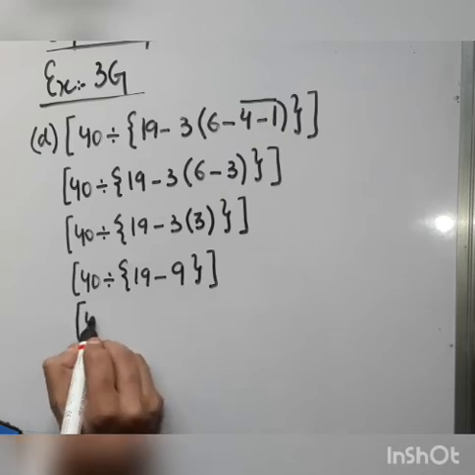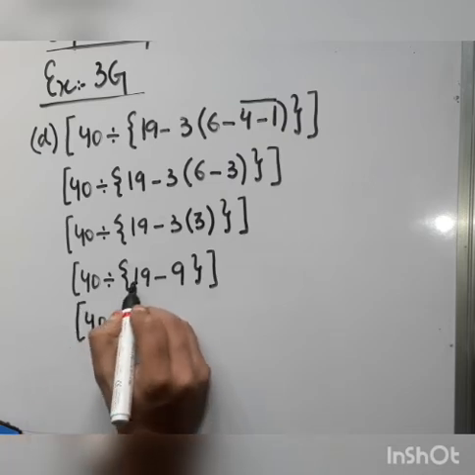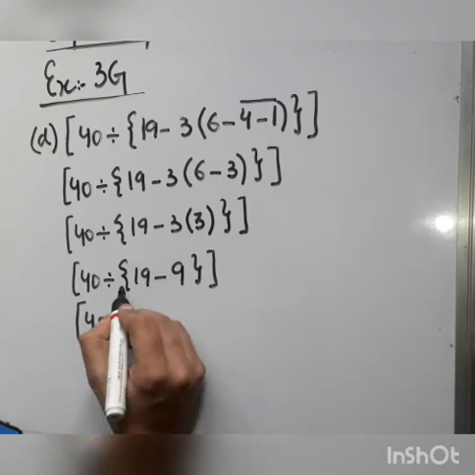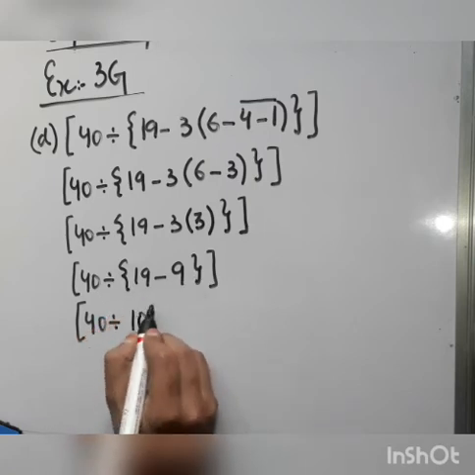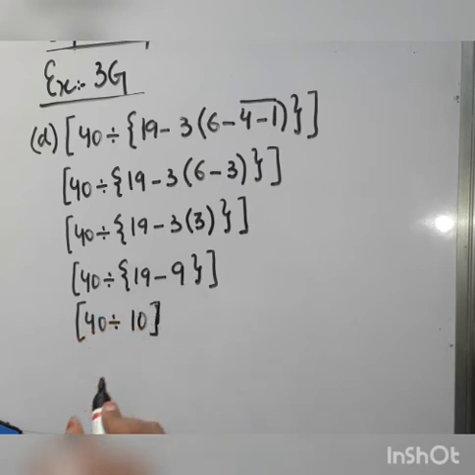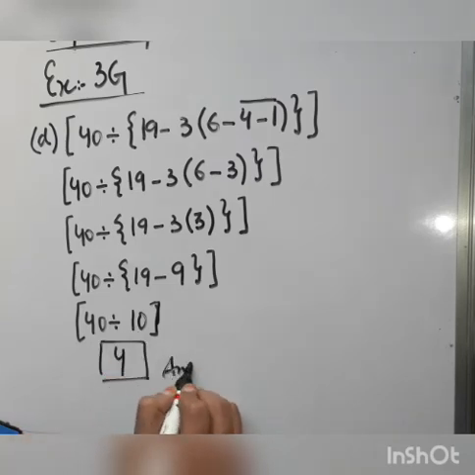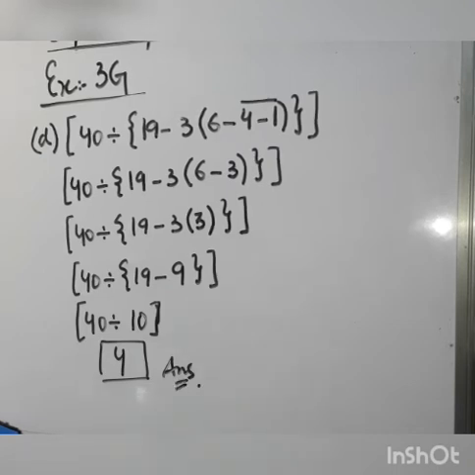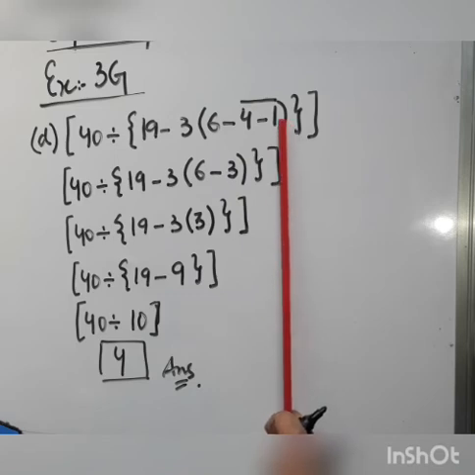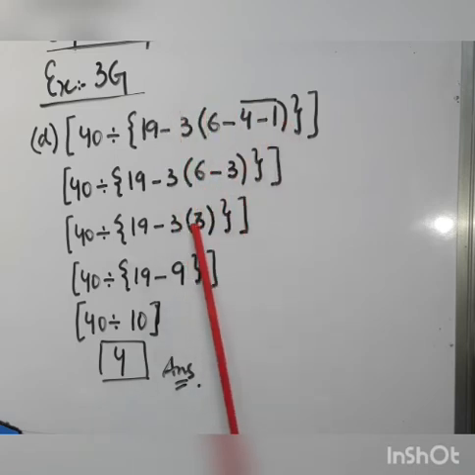Now again the square brackets, 40 divided by, now 19 minus 9 is 10. So we'll remove the curly braces and write 10 here. Now 40 divided by 10 is 4 because 10 fours are 40. So 4 is the answer. Clear? So students, you have to remember that the first step is to solve the vinculum. Then we solve within the small brackets, then within the curly brackets, and then within the square brackets.